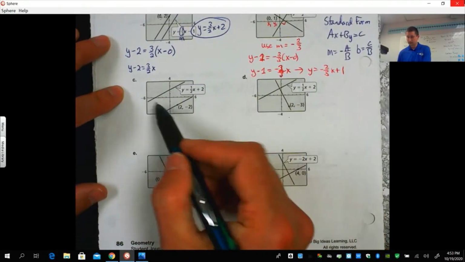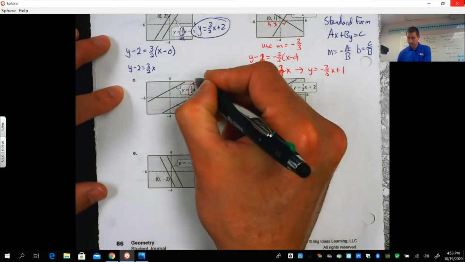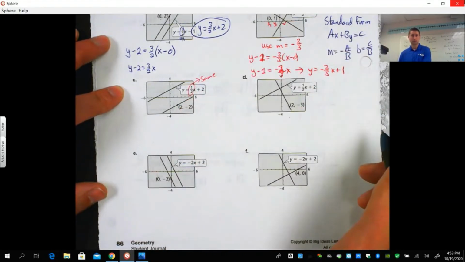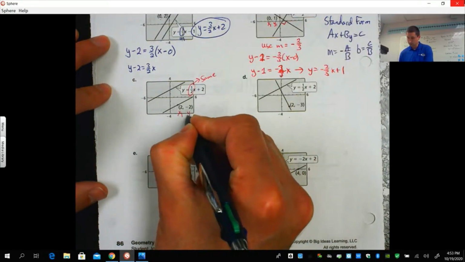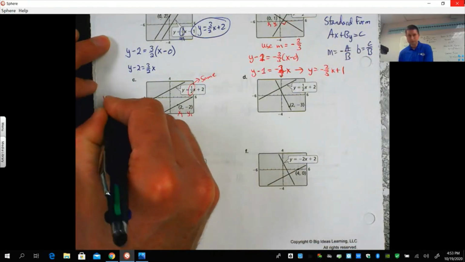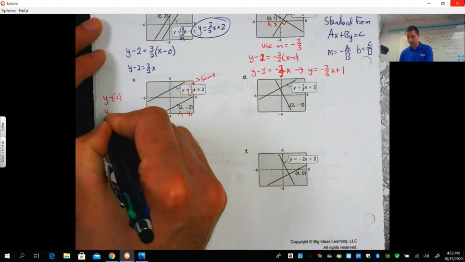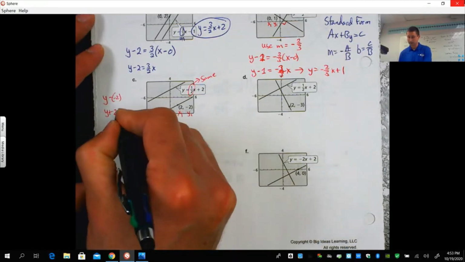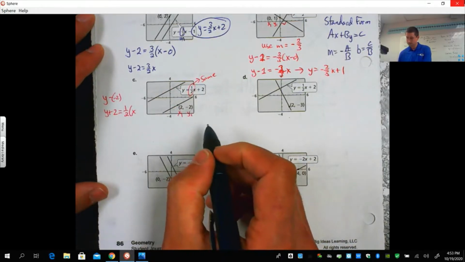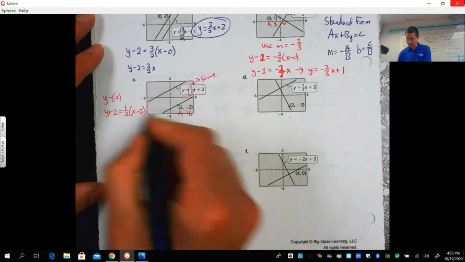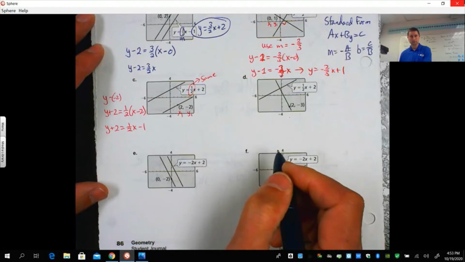Okay, C, parallel or perpendicular. They're parallel, which means we're going to use the same slope. So again, y minus y1. Here's x1, here's y1. So y minus a negative 2, that's going to be y plus 2, equals m, we're using 1/2, times x minus 2. So y plus 2 equals 1/2 x minus 1.